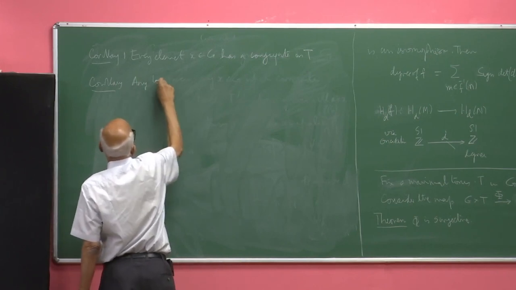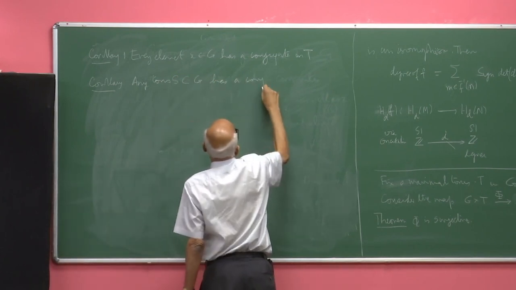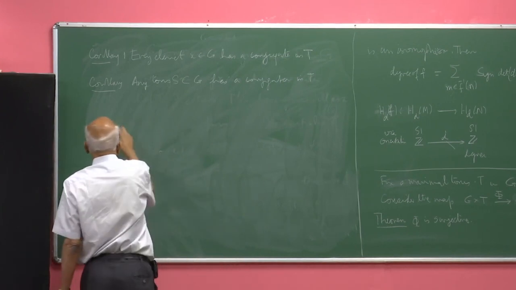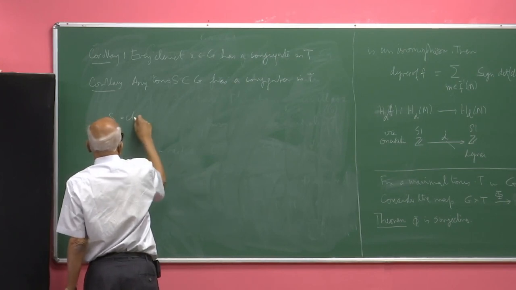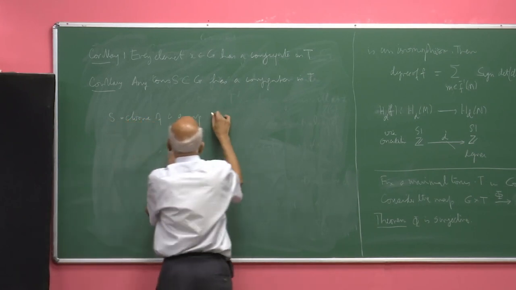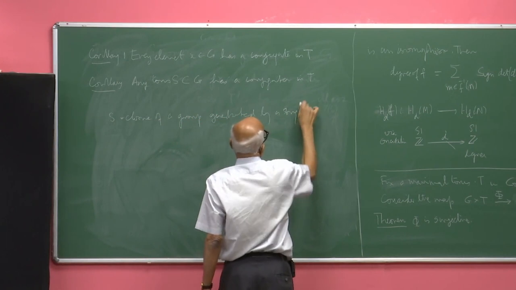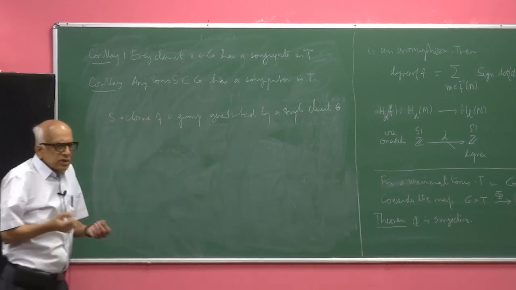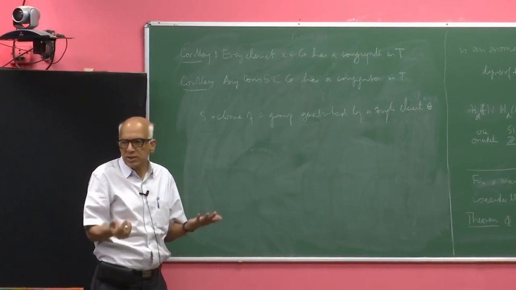So, the second corollary, which is a corollary of the first corollary if you like: any torus S of G has a conjugate in T. Why? Use the fact that any S is the closure of a group generated by a single element theta. You know, every torus has a generator, that is the Kronecker theorem. A cyclic group generated by a suitable element is dense in that.